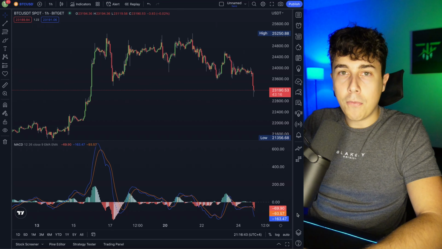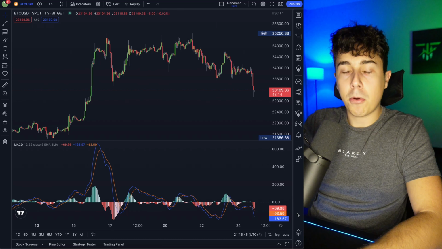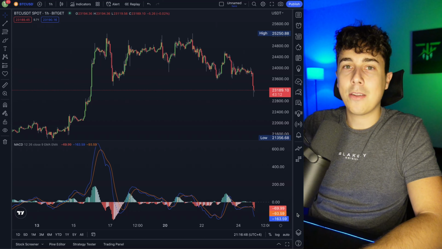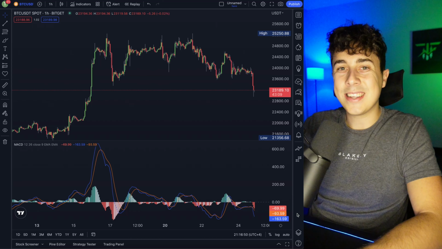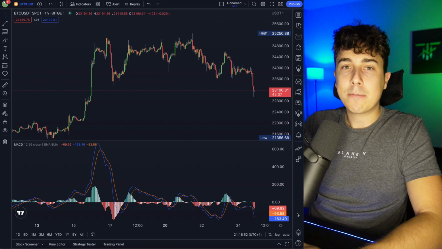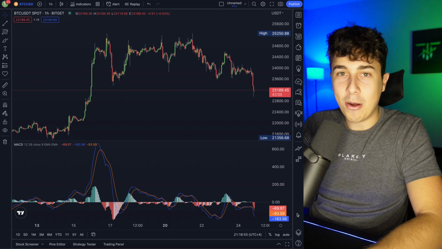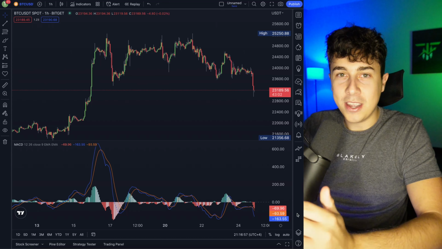But what we have to do now first is to take a look at each part of the indicator so you guys can understand what information the MACD gives you, how this information works, and last but not least, how this works on our chart. So I would say let's take a look at the MACD.